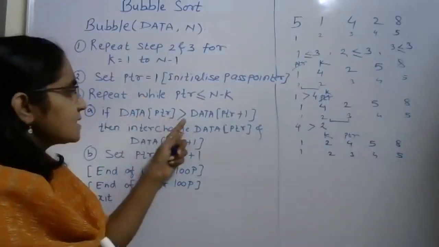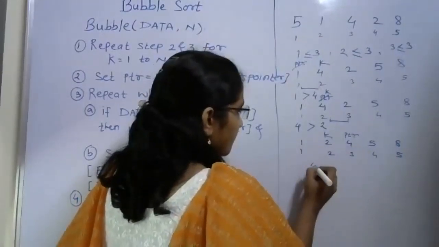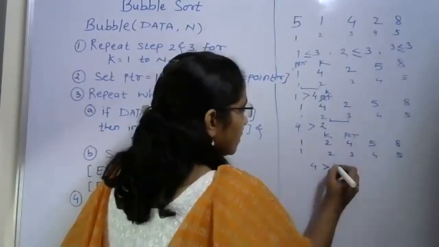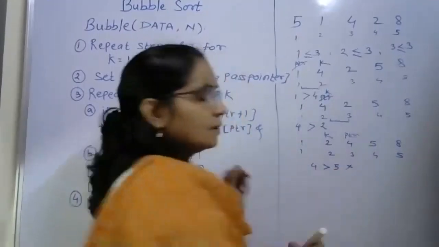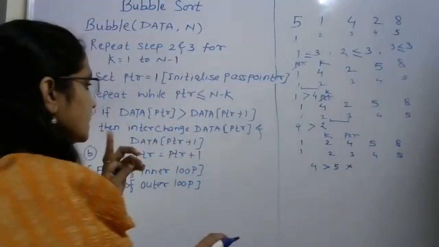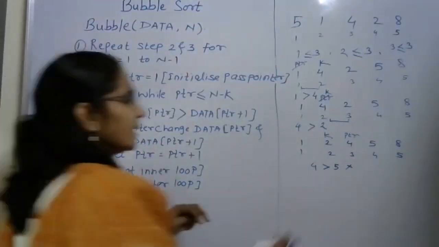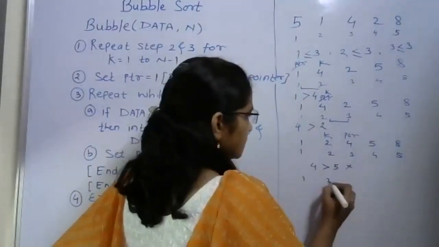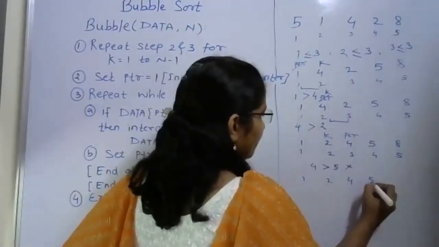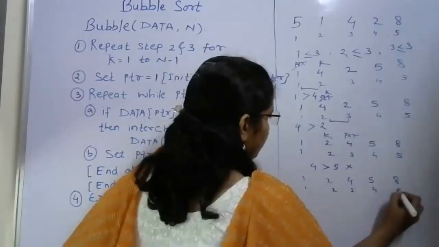If data of PTR is greater than data of PTR plus 1: data of PTR is 4. So is 4 greater than 5? No. Here the condition becomes false. If the condition becomes false, then what happens? Then there is no interchange. The data is as it is. So 1, 2, 4, 5, and then 8, positions 1, 2, 3, 4, 5.